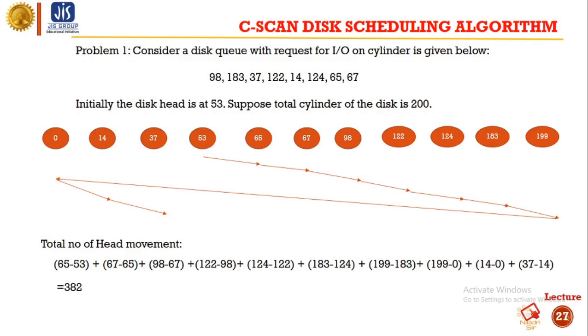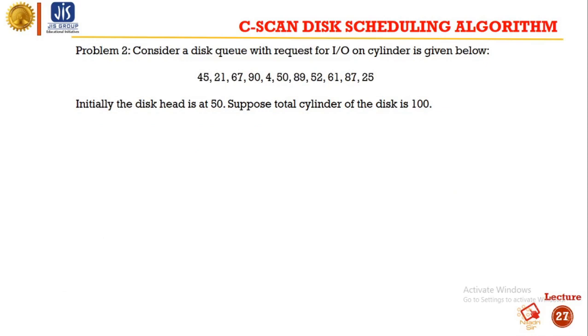Now let's go to the next problem. Here you can see that there are also different elements: 45, 21, 67, 94, 50, 89, 52, 61, 87 and 25. And initially the disk head is at the 50th position.